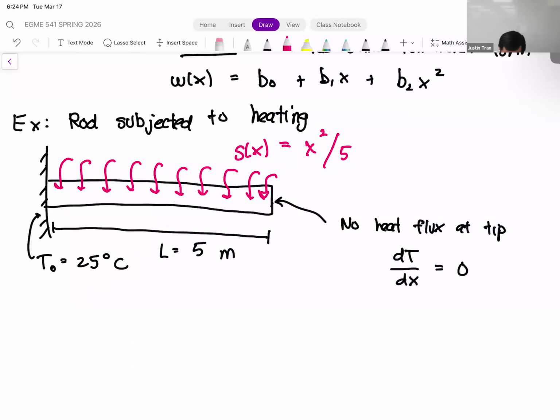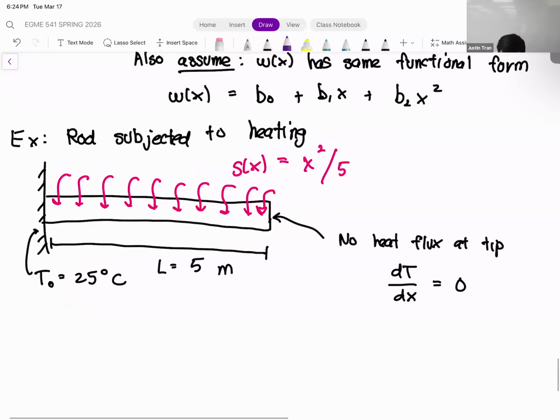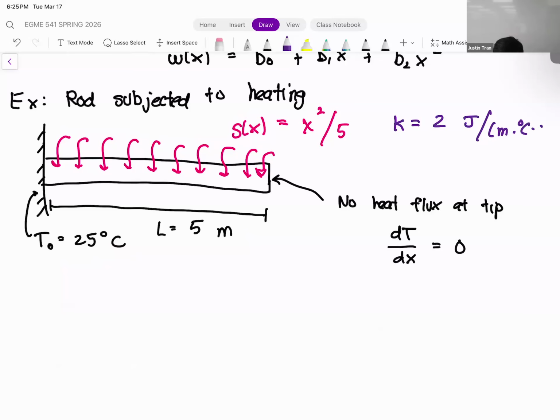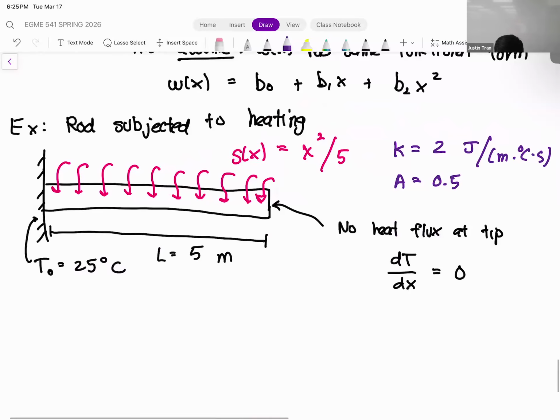Last thing we're going to need here is the material properties of the rod. We're going to say that the thermal conductivity of the rod is 2 joules per meter degree C seconds. And the cross-sectional area, we're going to say is 0.5 meter squared, just to make things simple and cancel it. Okay, so for this example, we're going to do two things.